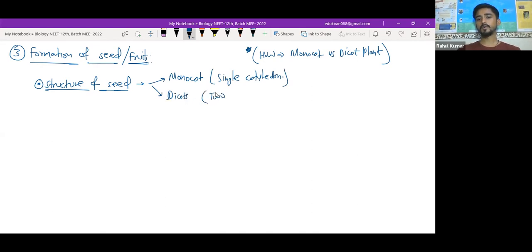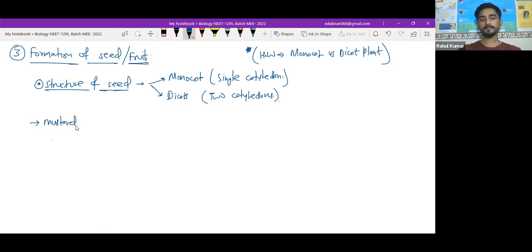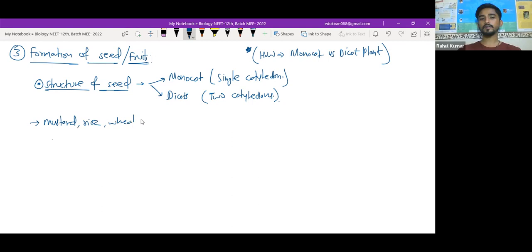The words mono and di mean single and double, and cot comes from cotyledon. Would you like to tell me what cotyledons are? Have you ever germinated any dicot seed? For example, the example which Nora gave, pea, right? Mustard, rice, wheat, they are all monocots.